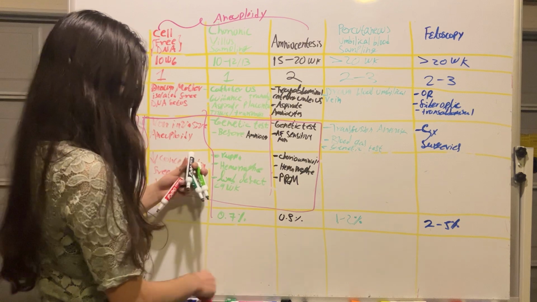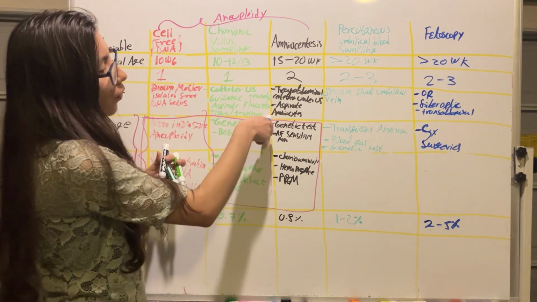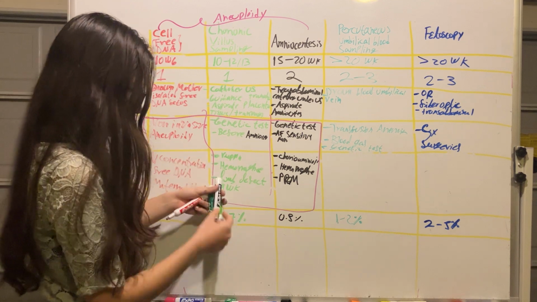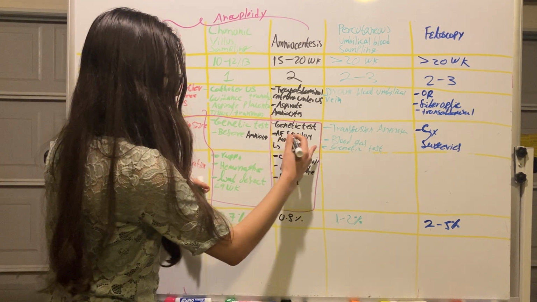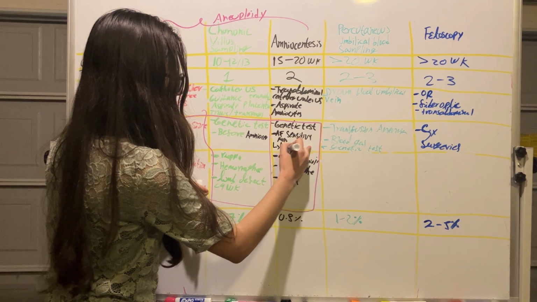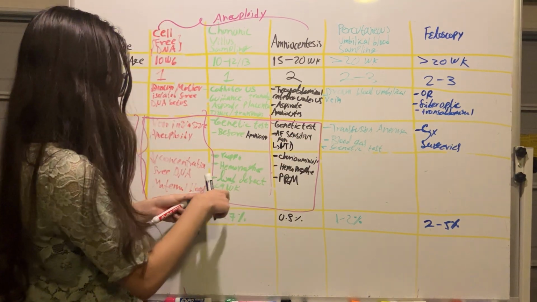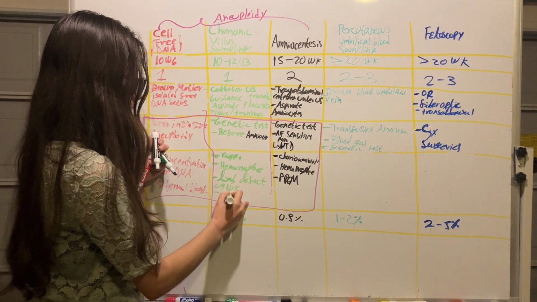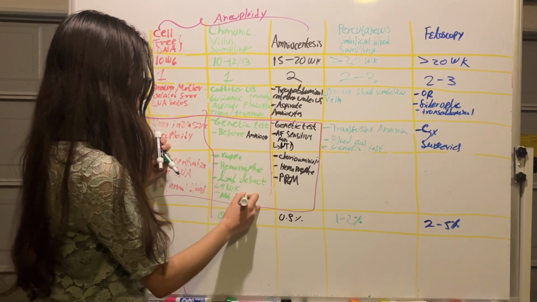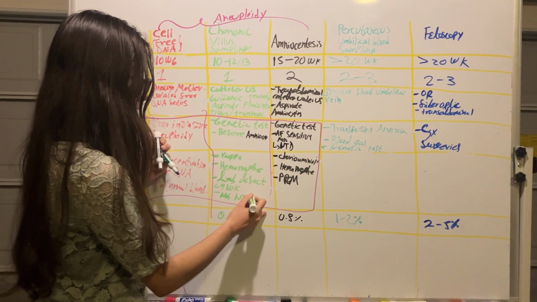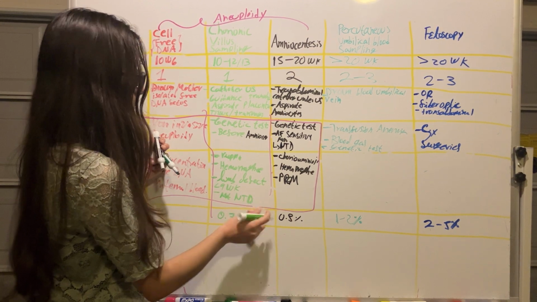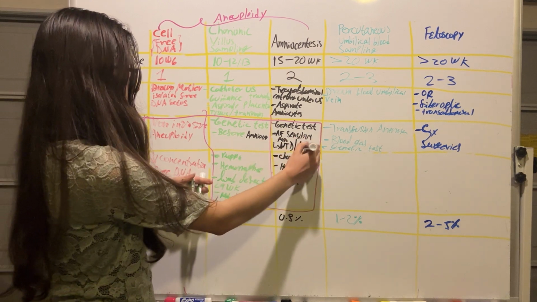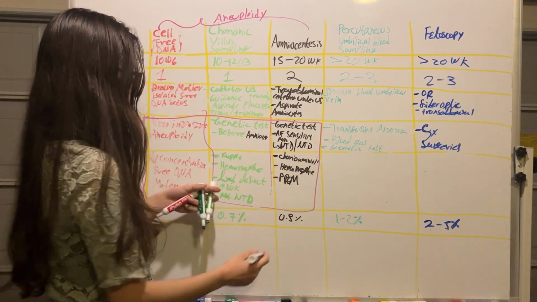when we can evaluate for alpha-fetoprotein, which is to evaluate for neural tube defects. Here in chorionic villus sampling, we cannot evaluate for neural tube defects. As opposed to amniocentesis, which can evaluate neural tube defects.